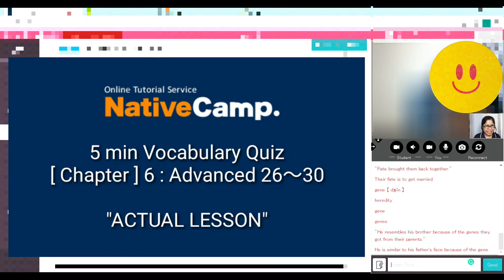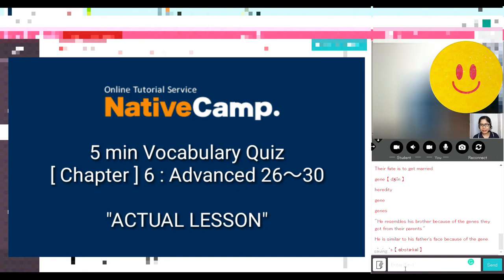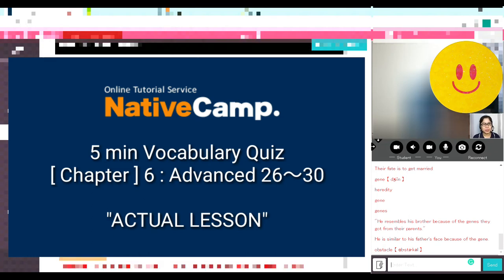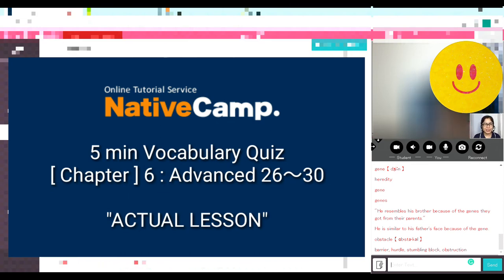That's very good. One moment. I'll just type the phonetic symbols and the word and the proper word. Okay. So please repeat after me twice. Okay. Obstacle. Obstacle. Obstacle. Obstacle. I will just write the synonyms of this word. Okay. Please read. Barrier, hurdle, stumbling block, obstruction. Very good. Now let's proceed to the next activity.